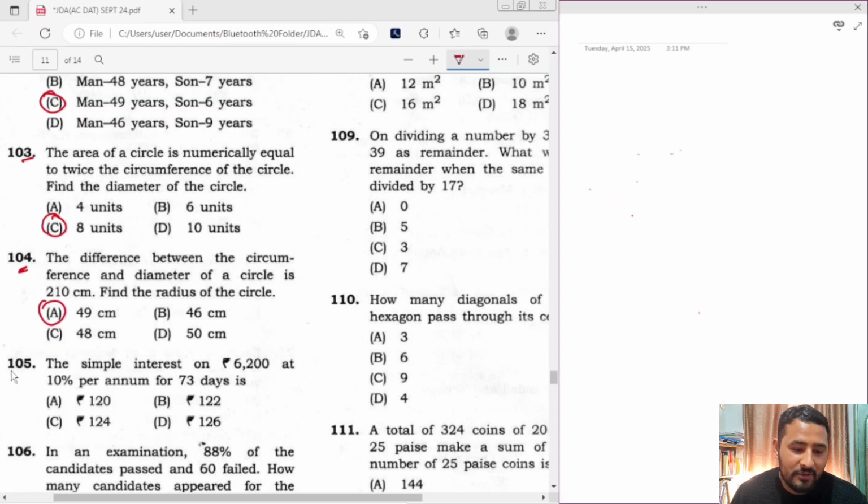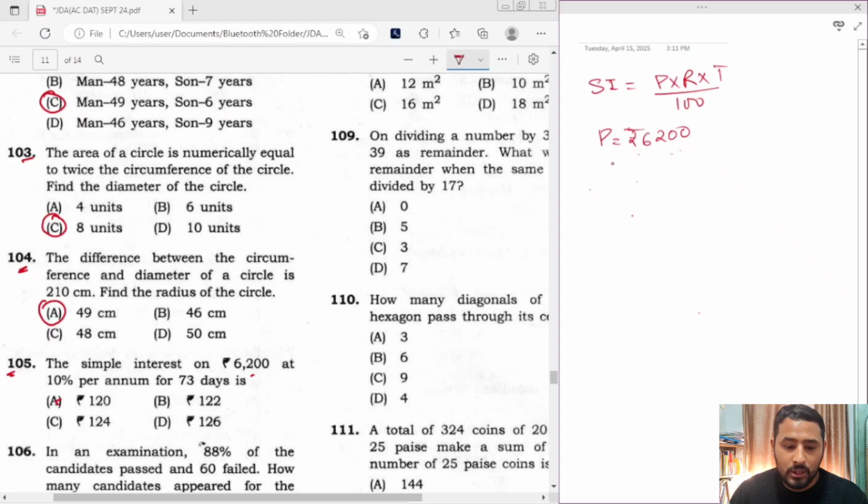Okay, so let's see 105. The simple interest on rupees 6200 at 10% per annum for 73 days. Now you should remember, what is simple interest? The formula is P, principal, into rate of interest into time, by 100. Right, now what is given? You should write principal is given how much? Rupees 6200. It is given.